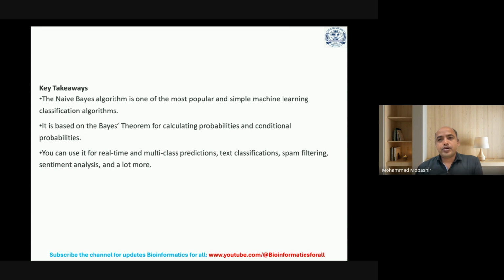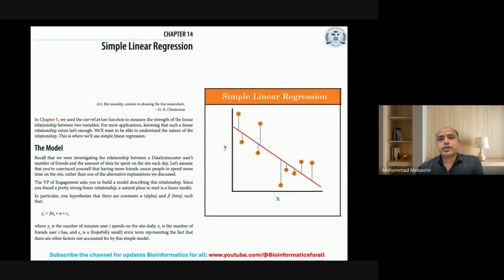Today I'm going to continue from the last class where I was discussing the Naive Bayes algorithm and the details about this algorithm. Now I will be discussing the regression part, that is simple linear regression and different types of regressions. It will be consistent with the previous talks where I have already explained linear regression.